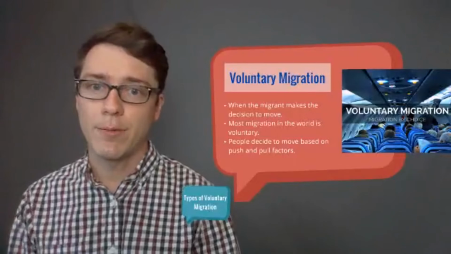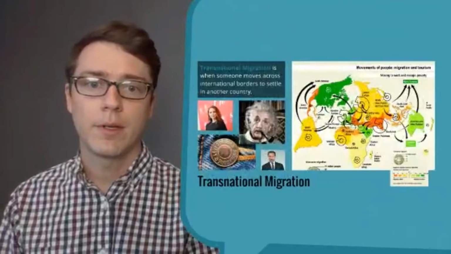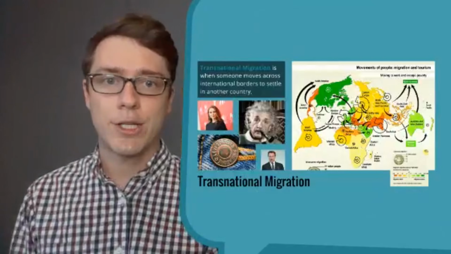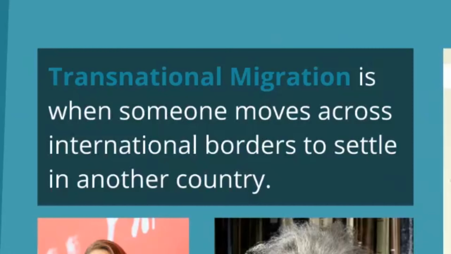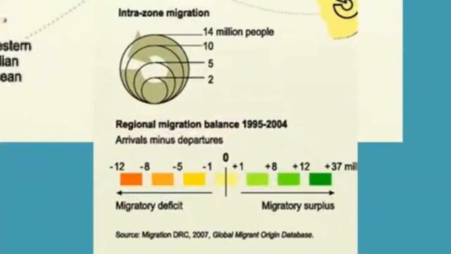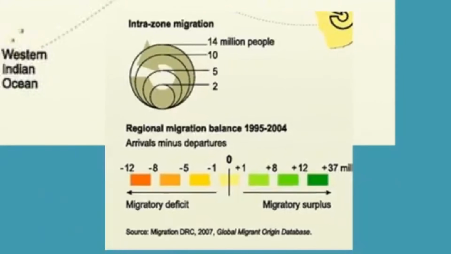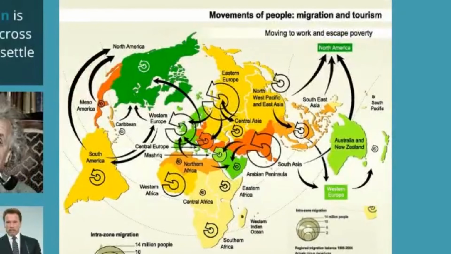So let's look at the types of voluntary migration. So the first is transnational migration. Transnational migration is when someone moves across international borders to settle in another country. So we've got this chart that's going to show us the flow. If there's migration in the zone but to different countries, we see that as circles. And then if they're flowing to a new one, we see the arrows.